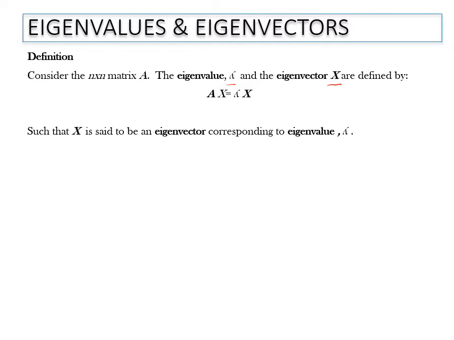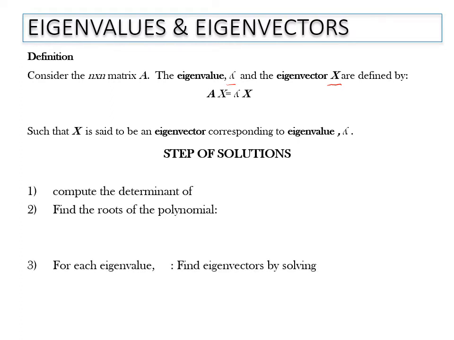If there are 3 lambdas, meaning there are 3 x's corresponding to the lambdas. So the first step is we need to compute the determinant of A minus lambda I, where I is the identity matrix. So if it's 3 by 3, it should be the identity of 3 by 3.